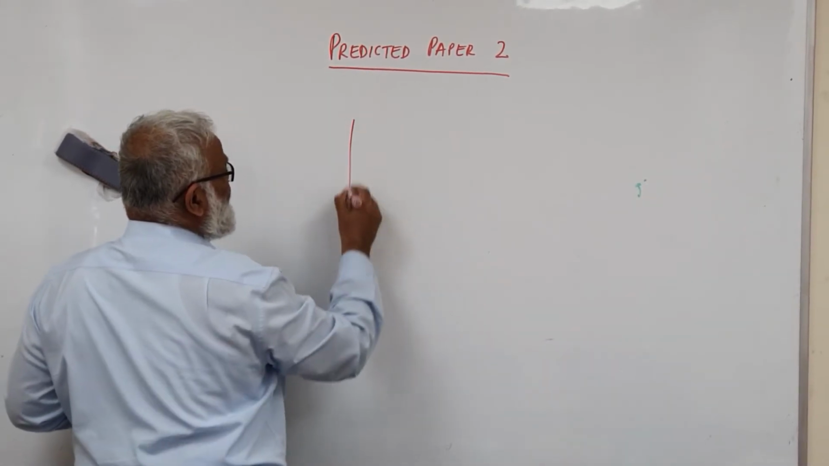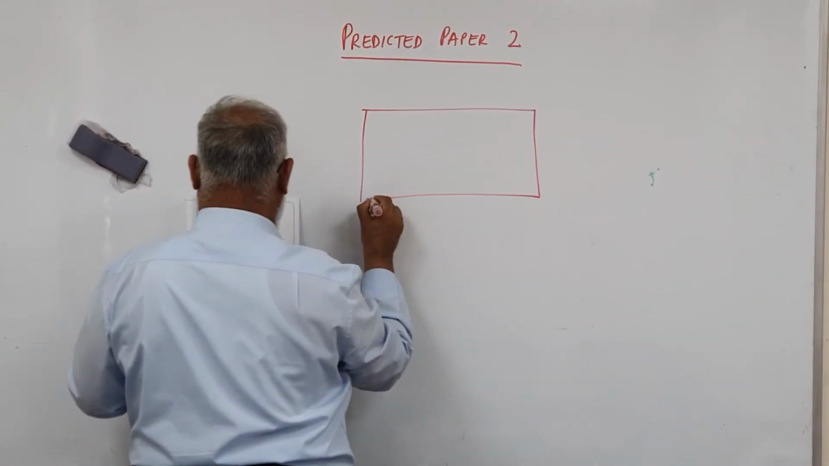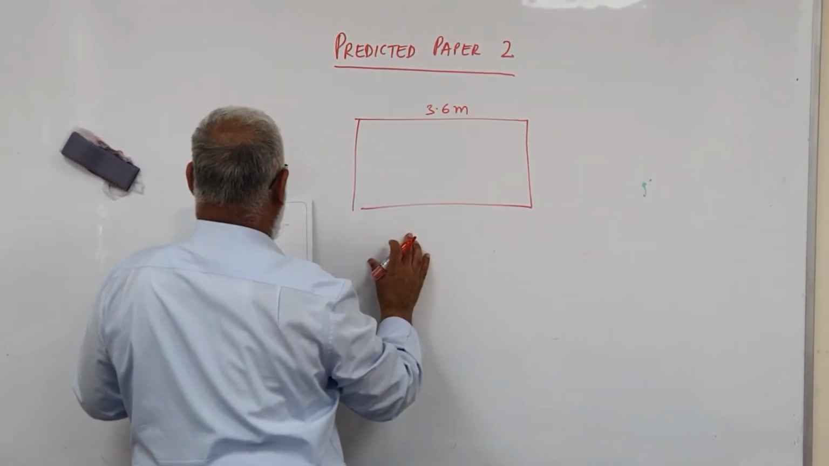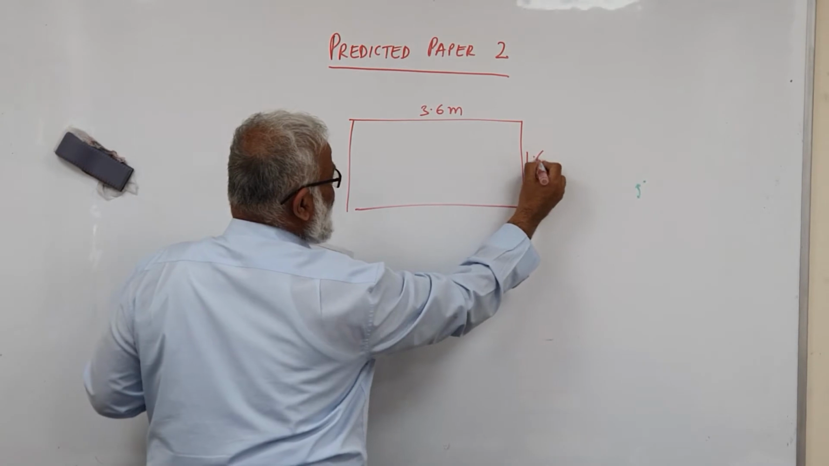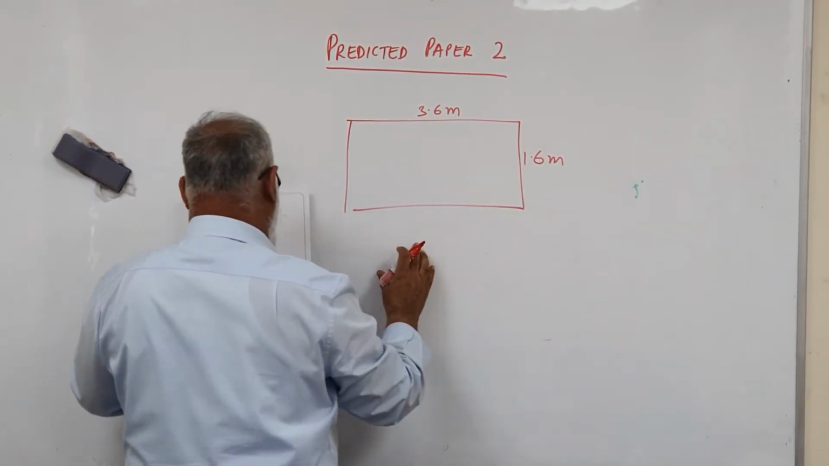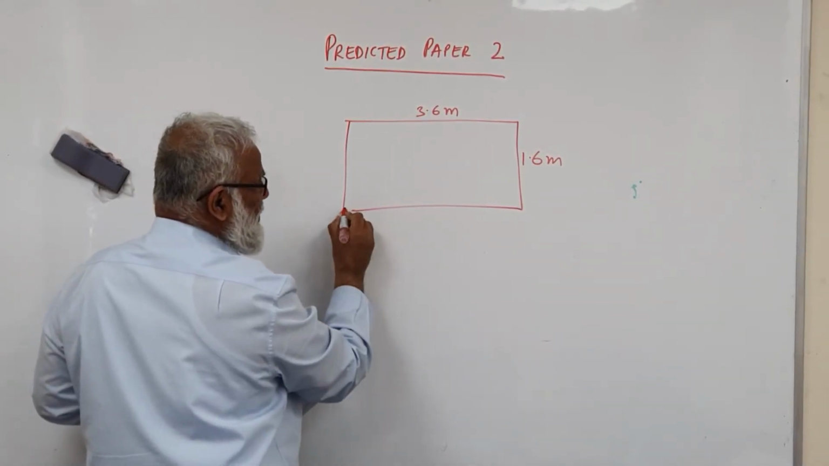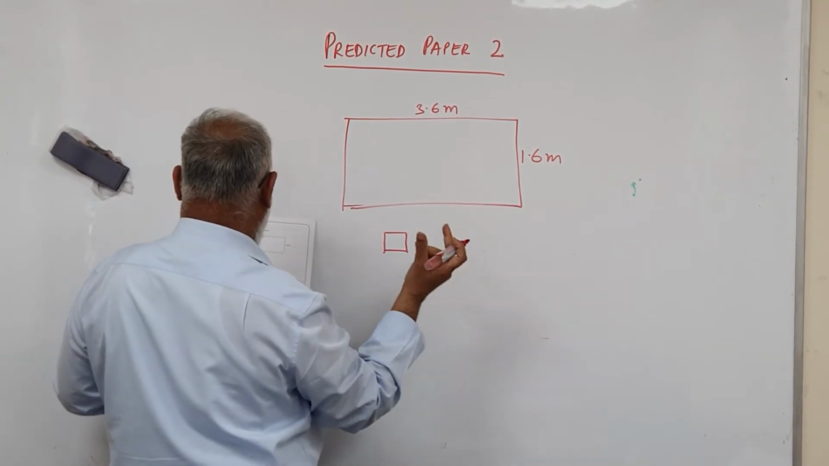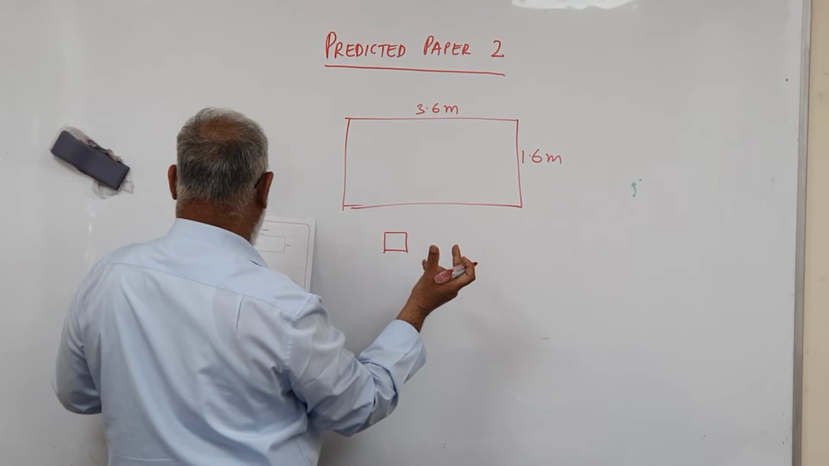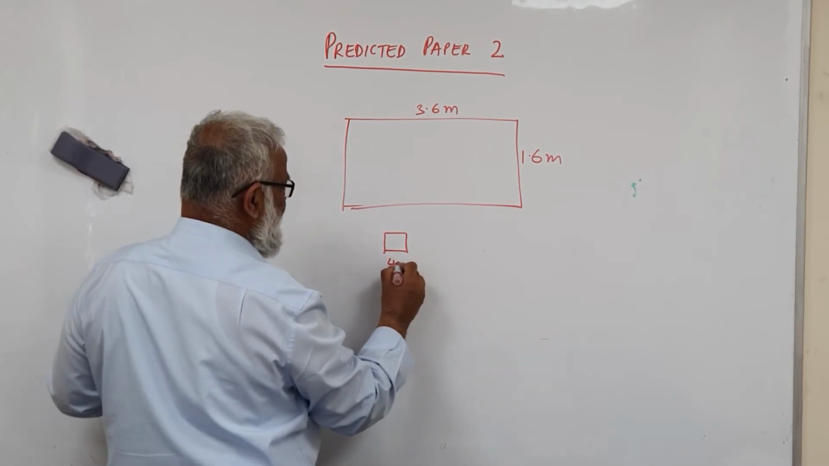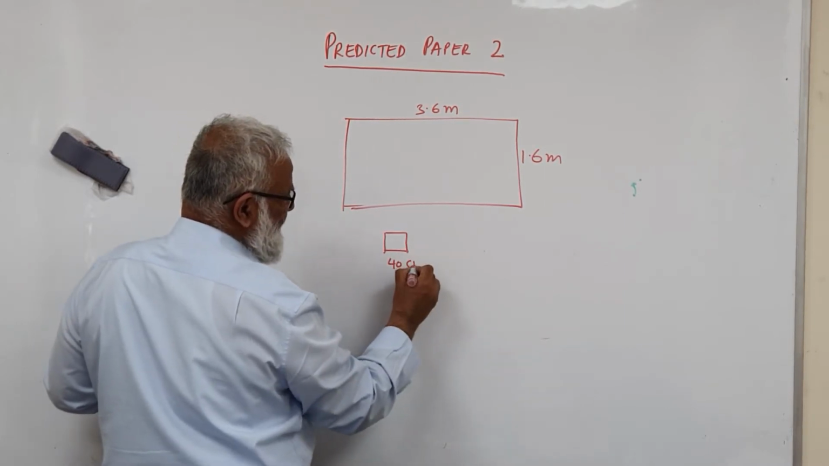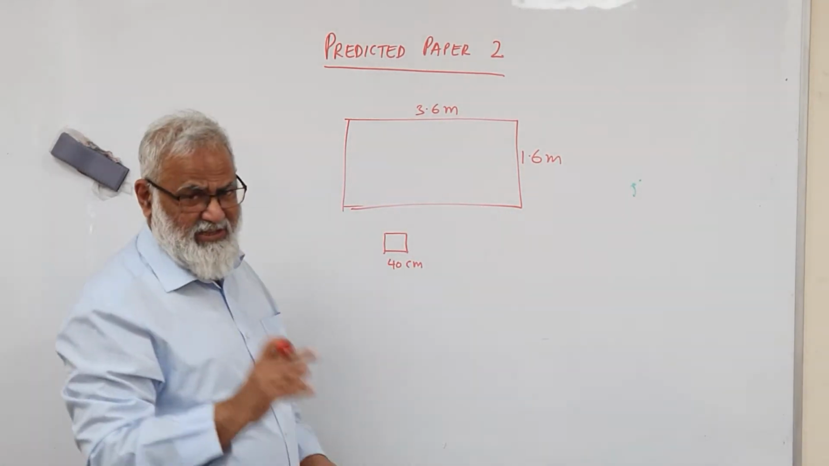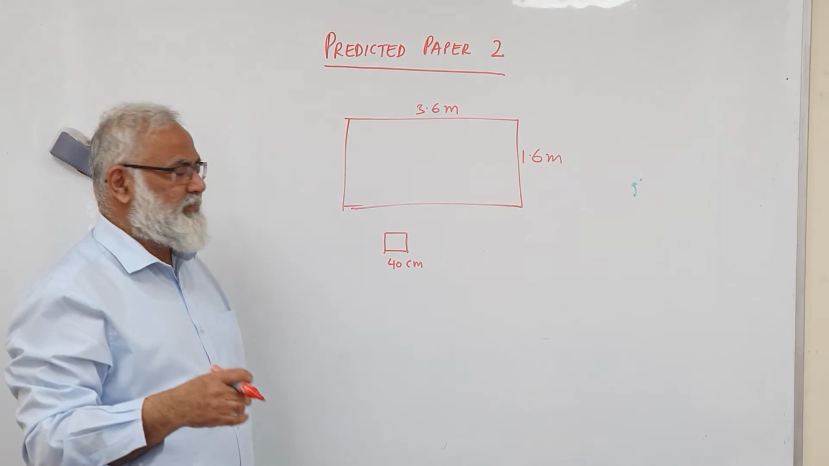There is a garden. And the length of the garden is 3.6 meter. The width is 1.6 meter. And there is a slab. I'm going to use a slab. The slab is a square slab of 40 centimeter each. 40 centimeter. Alright, and I want to find out how many slabs there are. That's the first question. Very easy.